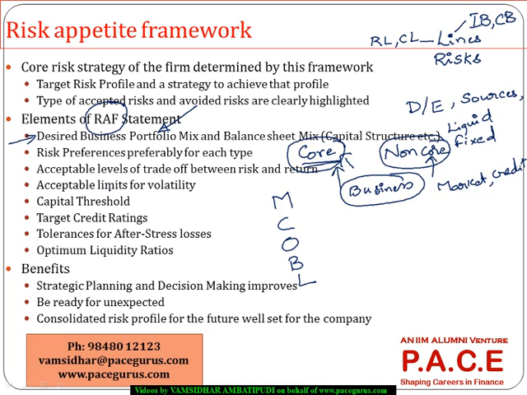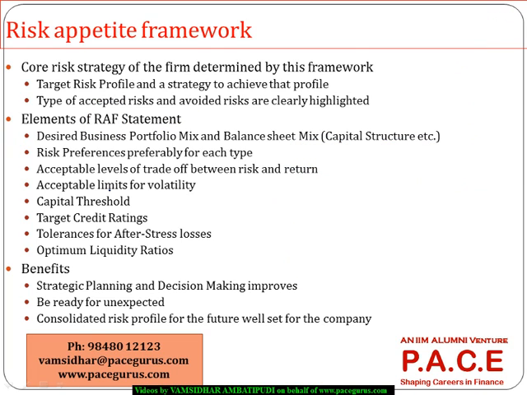Then I'm looking at the acceptable levels between risk and return. How much risk can I bear? We know this statement: higher risk means higher expected return, but there is also a high possibility of loss. So to what extent can I compromise between the two? To what extent am I ready to bear the loss, and because of that additional risk, what additional return am I expecting?